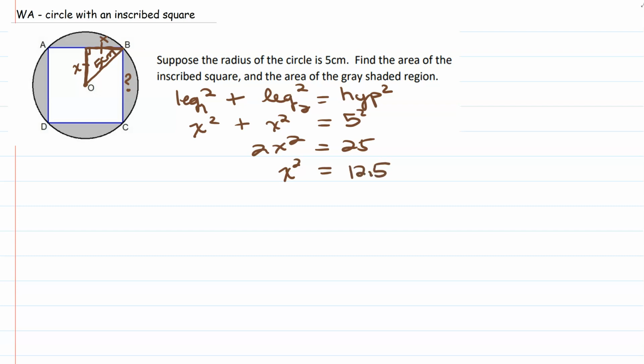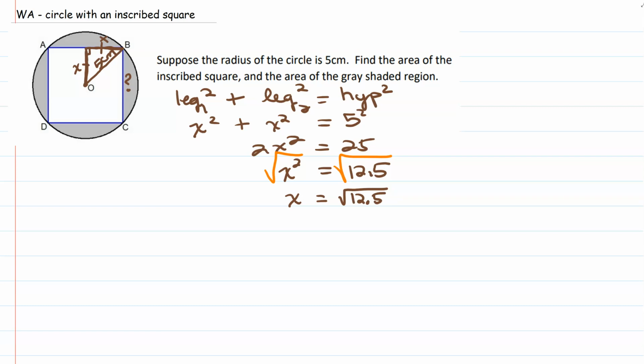And then in order to undo the square, we know we have to square root both sides. So x would be approximately the square root of 12.5. You can type that into your calculator, or I'm just going to leave it as the square root of 12.5 because I know I'm going to do calculations later.